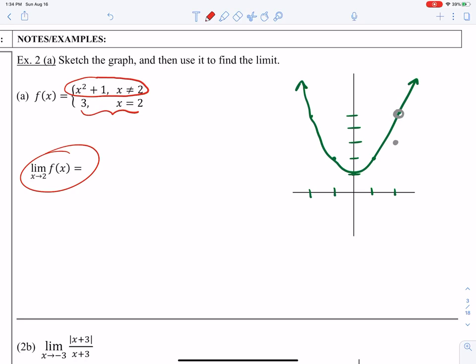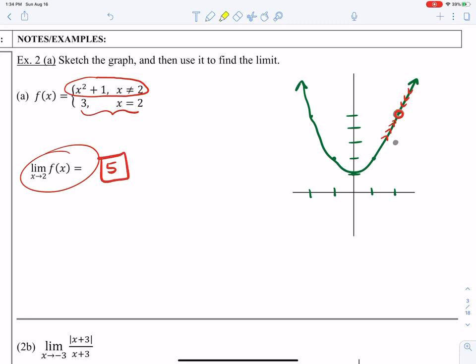And so I can actually use this graph to answer the question because I want to know what is the limit as I approach 2. So from the left side of my graph, I'm going to get close to 2. And from the right side of my graph, I'm going to get close to 2. And I can see that in both cases, I'm getting close to that hole. And that hole is a y value of 5. And 5 is my answer.